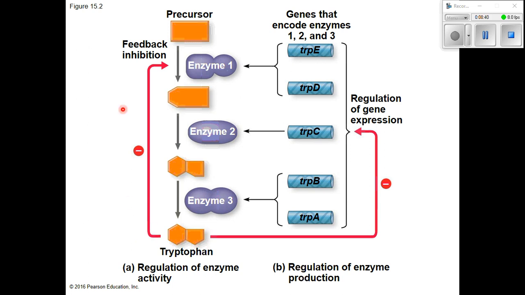First way, by regulating the activity level of this enzyme. That's called feedback inhibition. And then the second way is that the tryptophan molecule can affect whether or not these five genes are expressed. By shutting down the five genes, it also shuts down the production of these three enzymes.